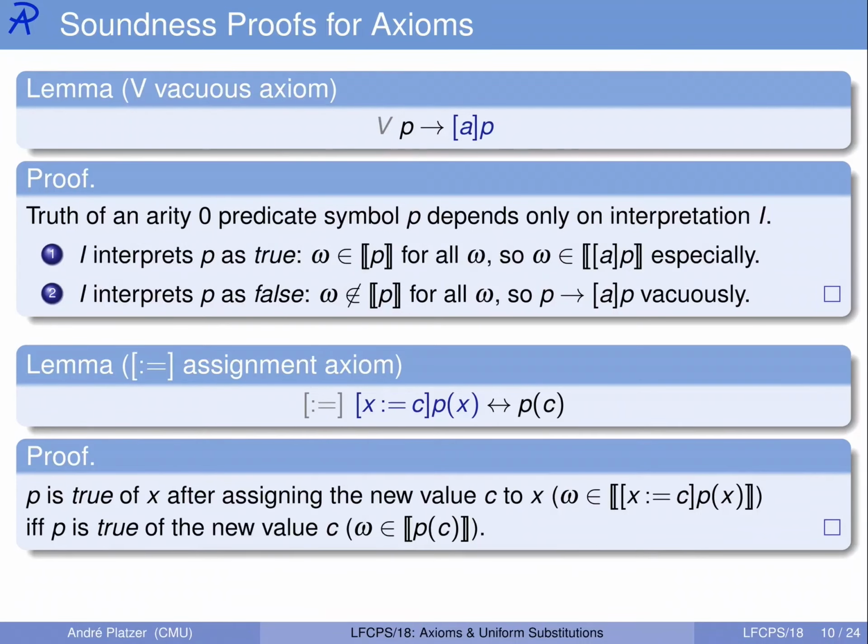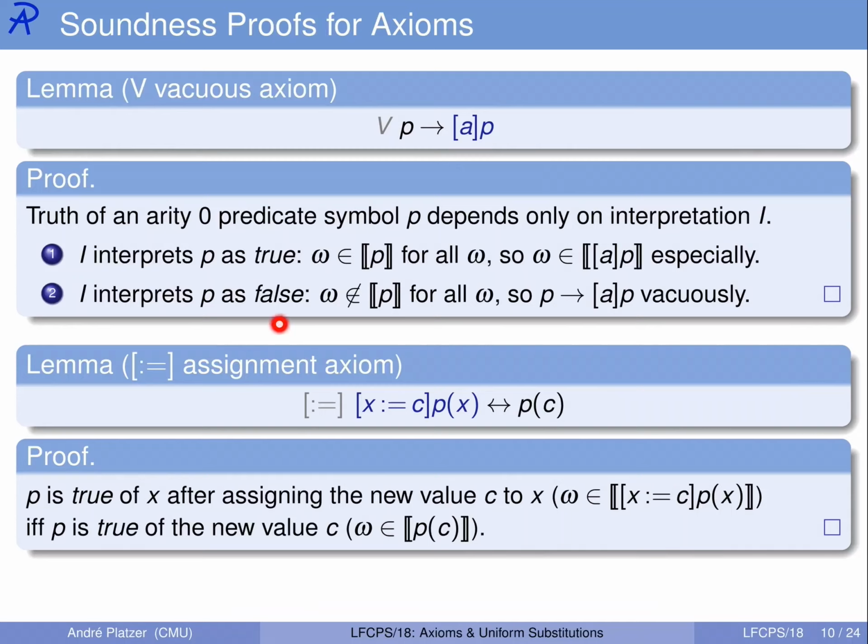Well, now, the interpretation of a predicate symbol with no arguments has only two options. Either it says that's true or it says that's false. If it says that's true, well, then apparently P is true in every state omega because no variables occur. It cannot possibly depend on the values of any variables. And so because P is true in every state, it also will be true always after running a program A, no matter what A does, because P is already true in all the states anyhow. That means P implies always after running A, P is absolutely true.